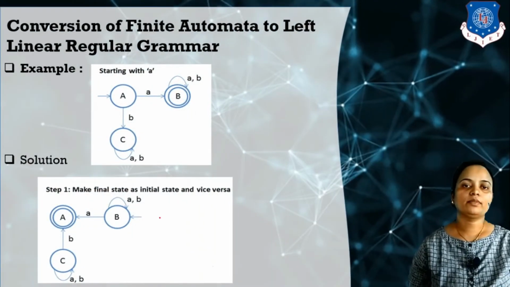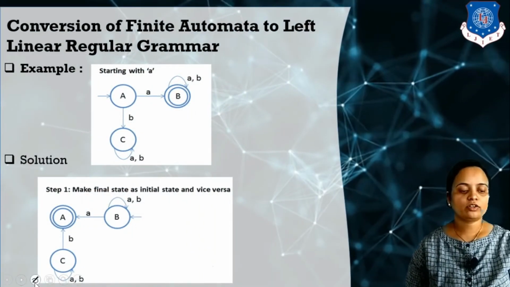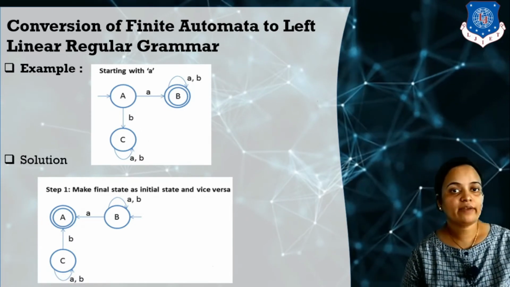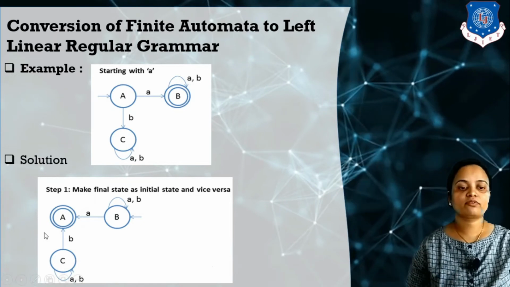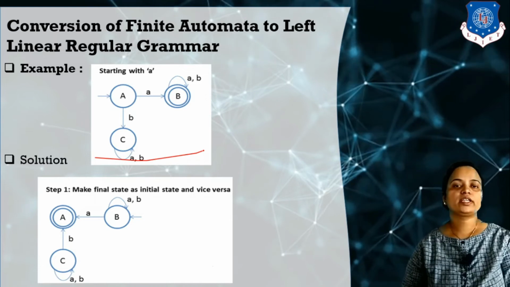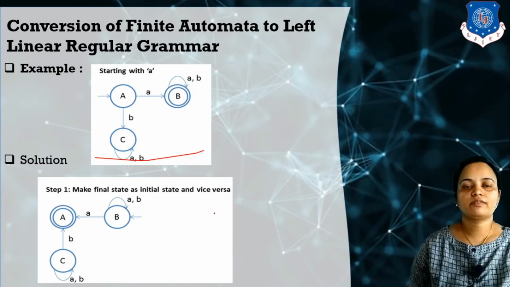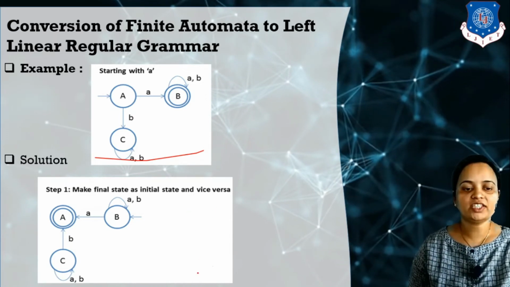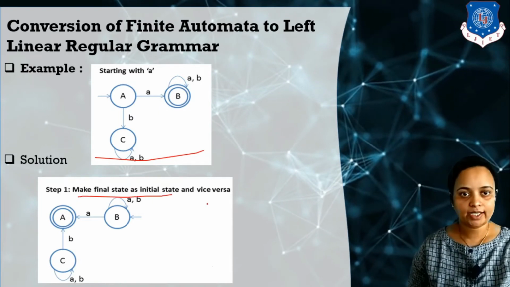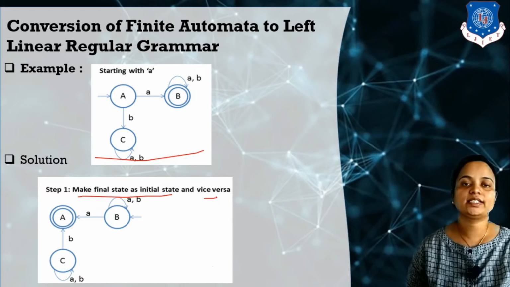by using the example. So here the finite automata is given. So for converting finite automata to left linear grammar, this is the process. First, what we are going to do? First, reverse the FA. Now, what is the meaning of reverse? Reverse means we have to perform two things. The first is make the final state the initial state, and vice versa, make the initial state a final state.